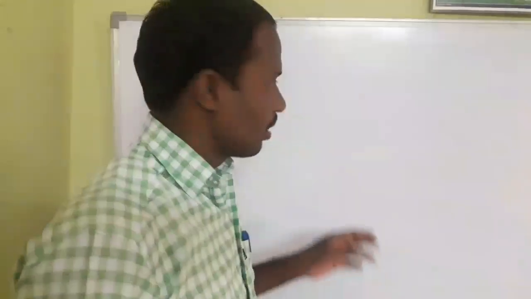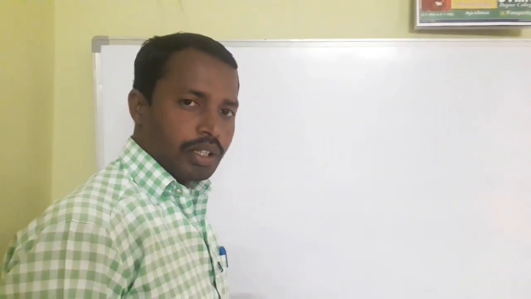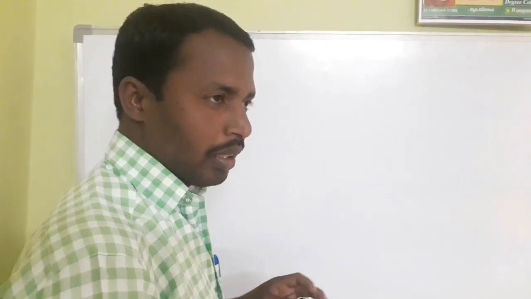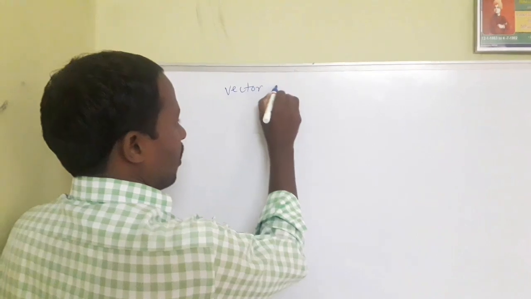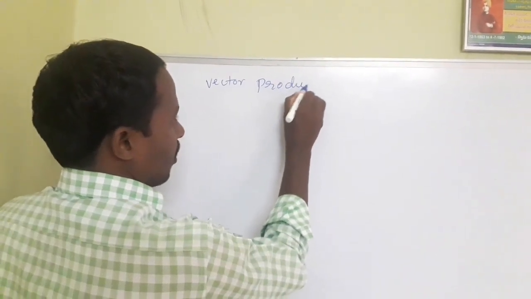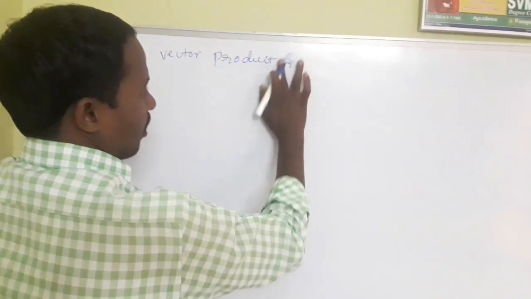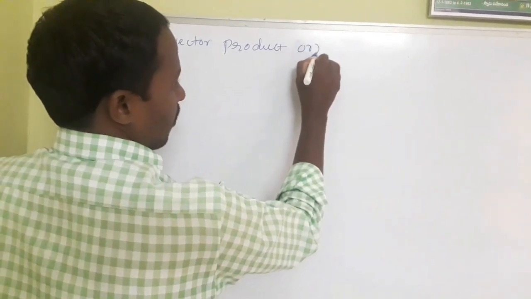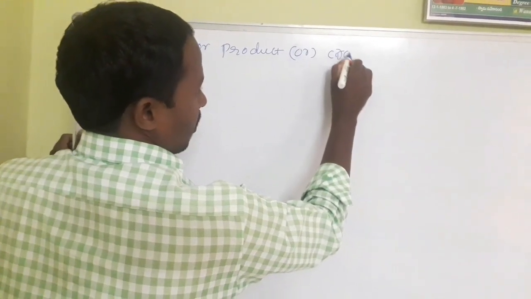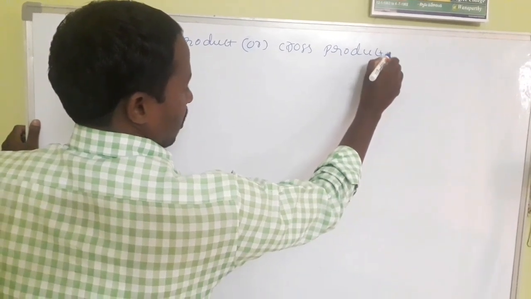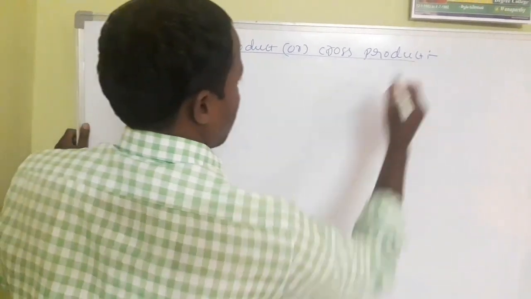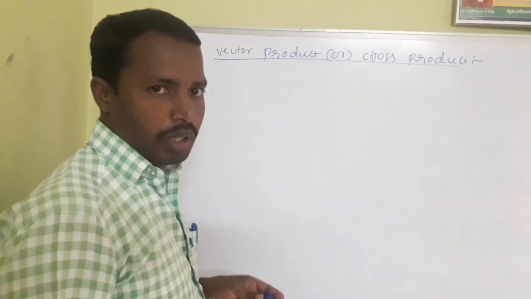Hi friends, today we learn the second topic of the system of particles and rotational motion. In this chapter, vector product and cross product topic we will discuss.